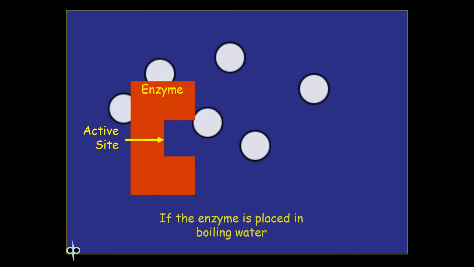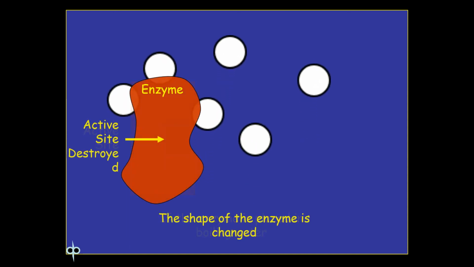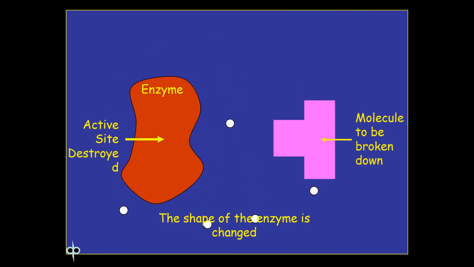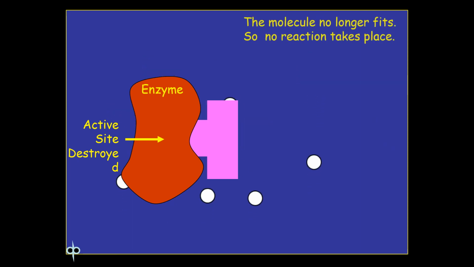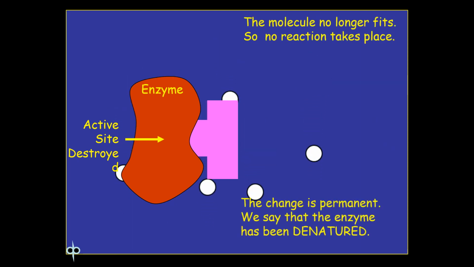So if the enzyme is placed in boiling water, the active site of the enzyme changes shape. So the substrate molecule that used to be able to fit into the enzyme's active site can no longer fit into the enzyme's active site. So basically the enzyme can no longer work. The change is permanent and we say that the enzyme has now been denatured.